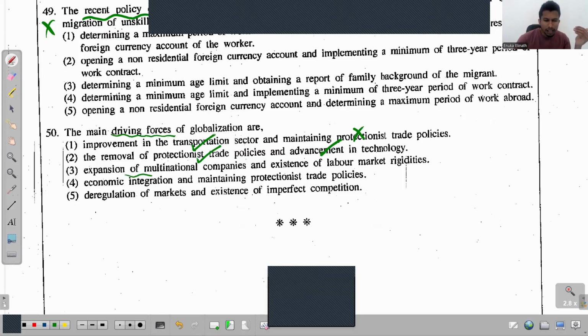The third one, expansion of multinational companies, yes, somewhat true. Existence of labor market rigidities, no, that's unacceptable. The fourth one, economic integration, yes. Maintaining protectionist trade policies, no. Deregulation is somewhat acceptable. Existence of imperfect competition is not acceptable. So the answer for this question, question 50, is the second one.